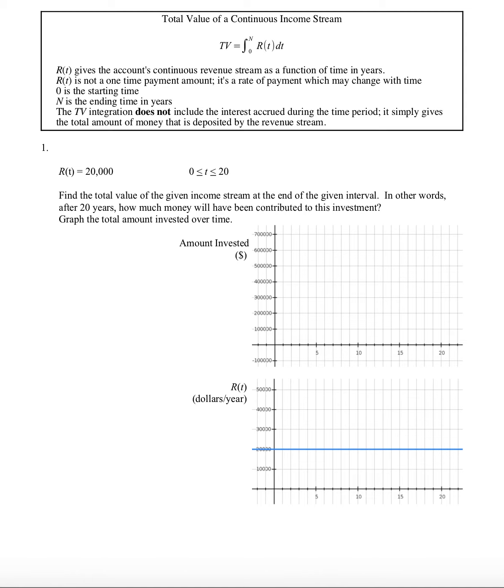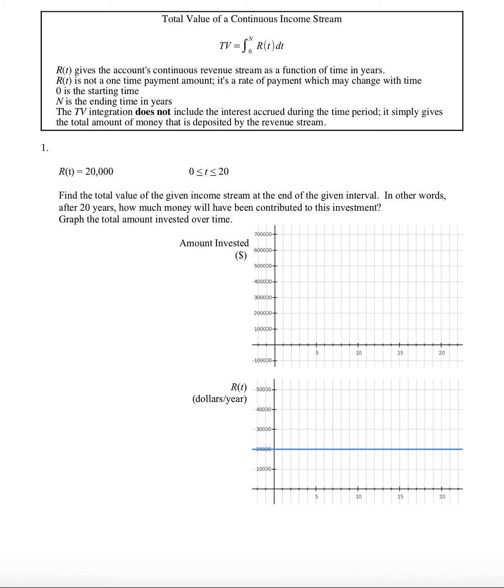In this example, I'm going to show how a continuous stream could be compared to discrete payments that we had dealt with in the past. And then we can see why an integration is helpful here. 0 is going to be the starting time of the integration, and n will be the ending time in years. The total value integration does not include any interest accrued during the time period. It just gives the total amount of money that was deposited by the revenue stream.